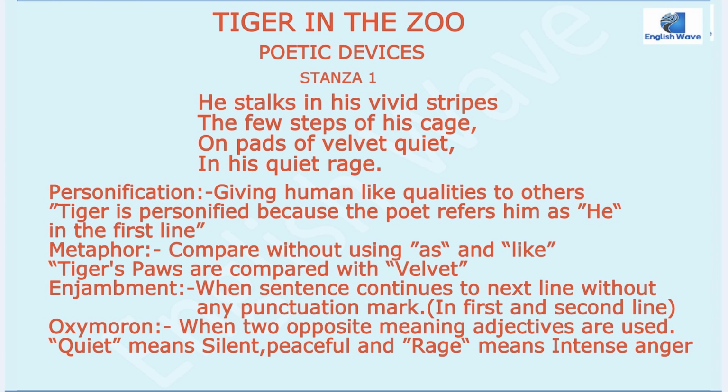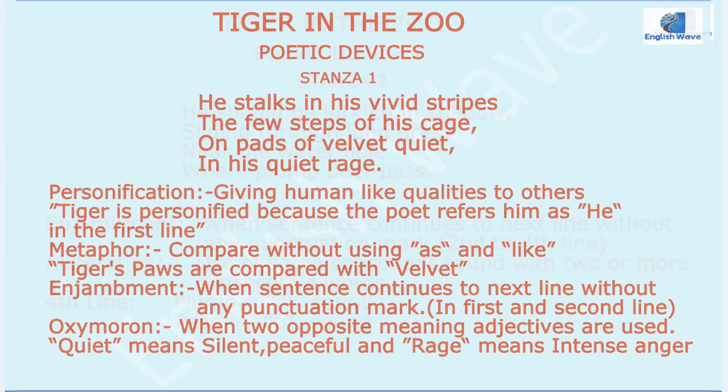So our next device is oxymoron. Oxymoron is a device when two words are used and both are opposite in meaning. For example, quiet and rage. Quiet means peaceful or silent, whereas rage means intense anger, extreme anger. So both are antonyms. So this is oxymoron.